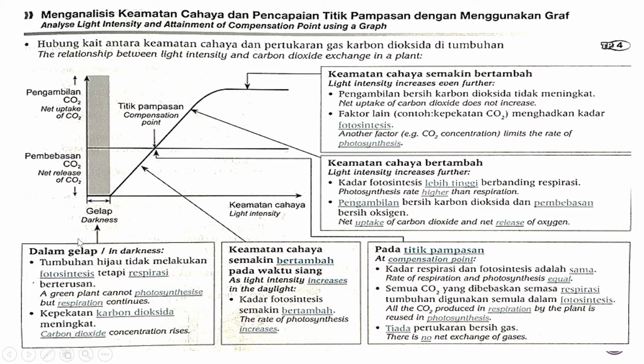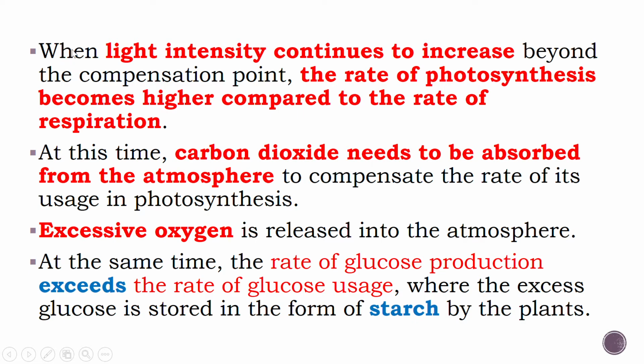Okay, there is another graph, but this graph here shows this gray colour portion, which is total darkness. So in total darkness, there is no photosynthesis, but respiration is ongoing as long as the organism is alive. So in this case, carbon dioxide concentration increases, being the byproduct of respiration.